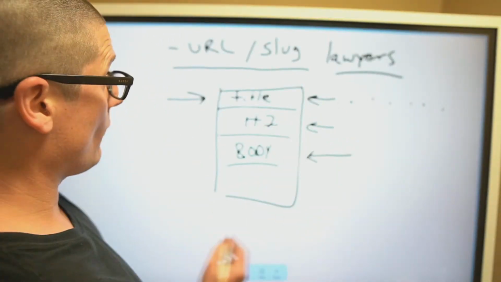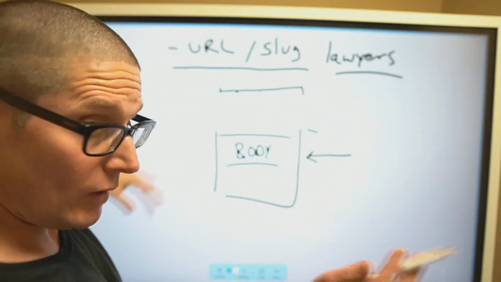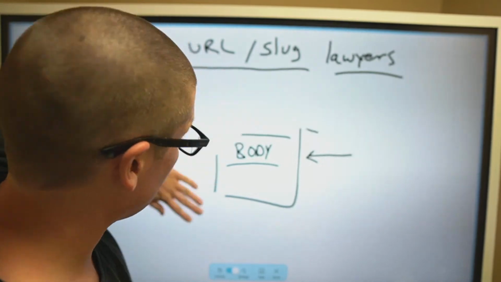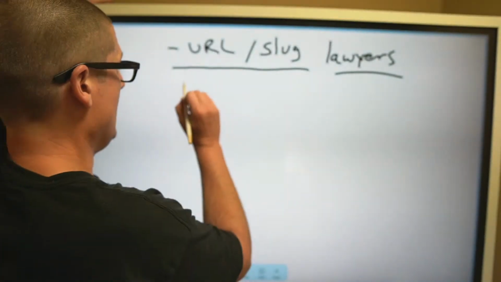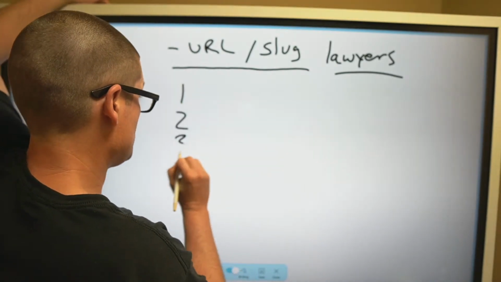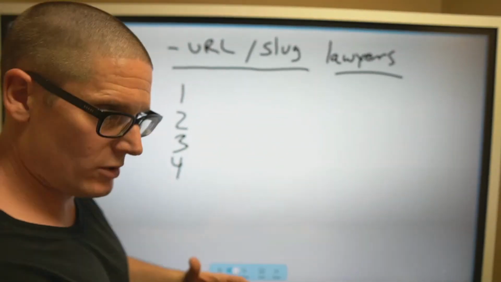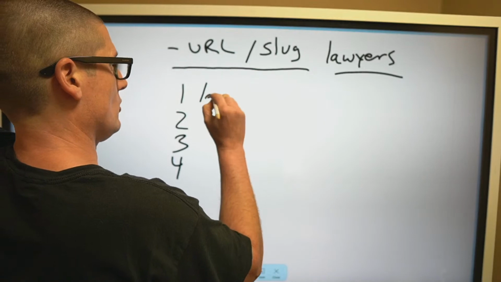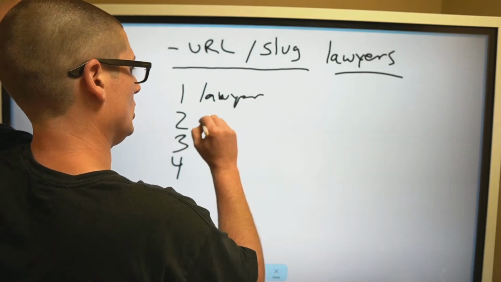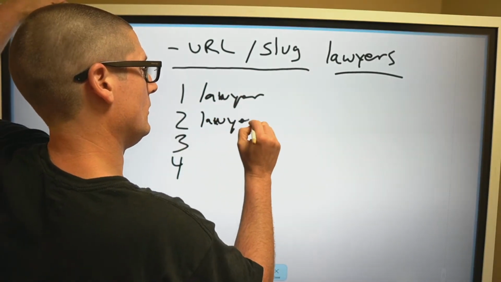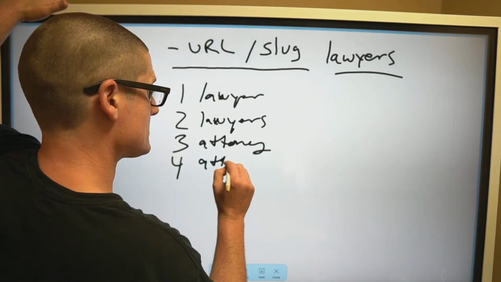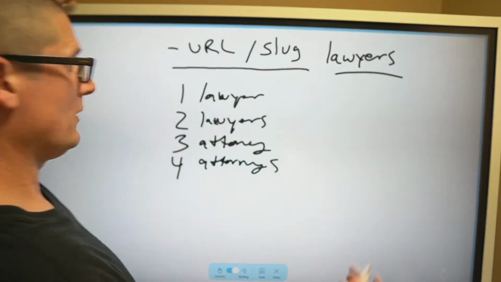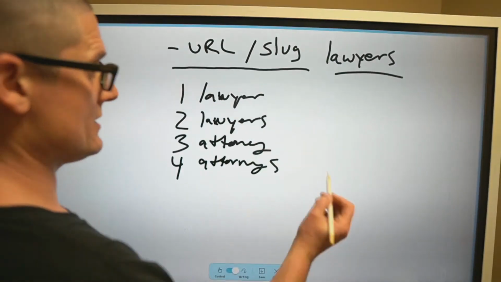Which one of those iterations, because again, I think you're with me so far as the title, the URL, the H1, and the body content. If we had 4 different variations, and now some words might have different ones, but let's say it's lawyer, lawyers, attorney, and attorneys. All right? Lawyer, lawyers, attorney, and attorneys.